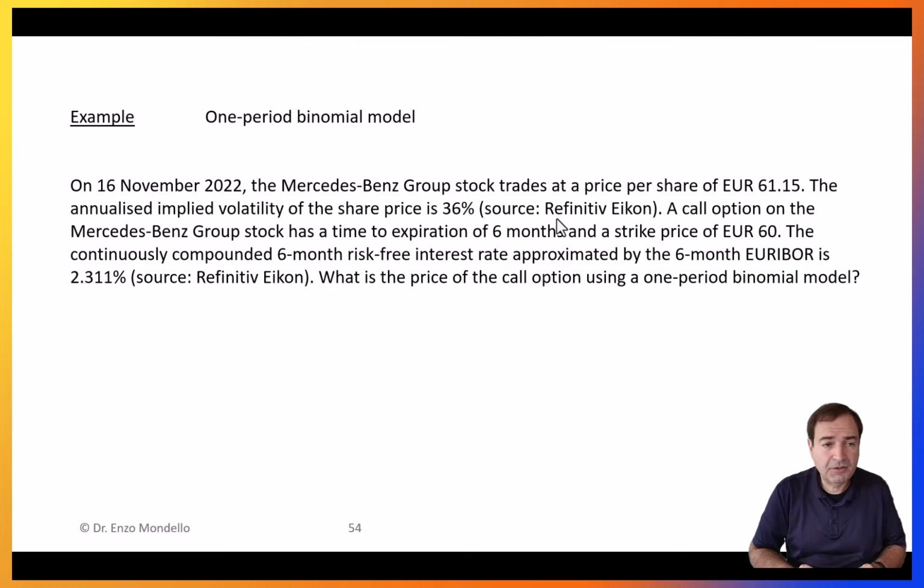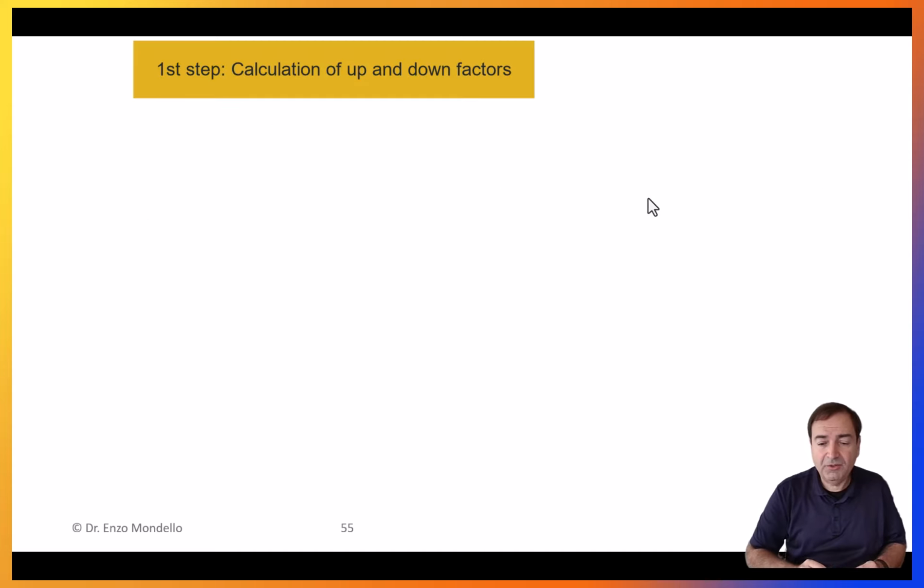A call option on the Mercedes-Benz Group stock has a time to expiration of 6 months and a strike price of 60 euros. The continuously compounded 6 months risk-free interest rate approximated by the 6 months Euribor is 2.311%. And now we have to calculate the price of the call option using a one-period binomial model. The first step is to calculate the up and down factors.